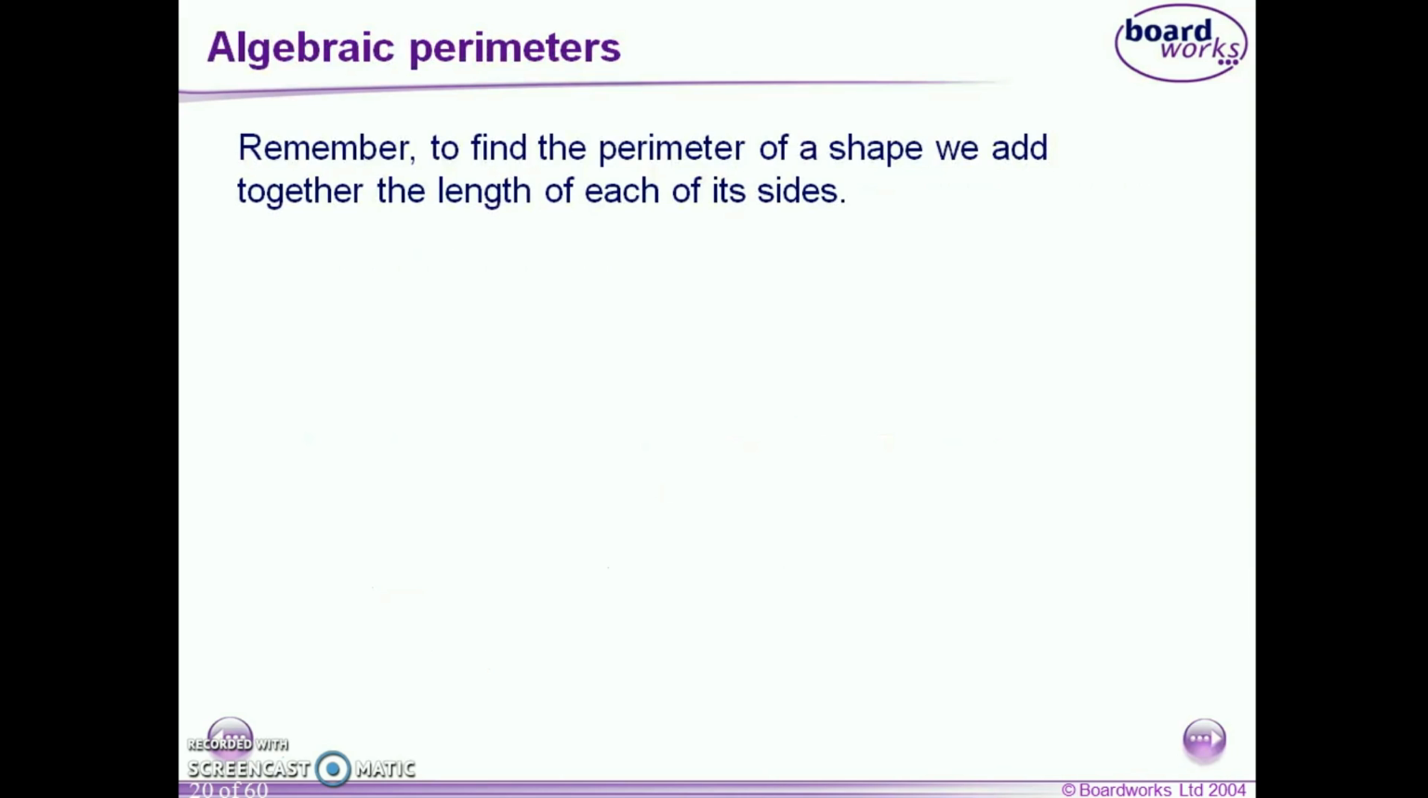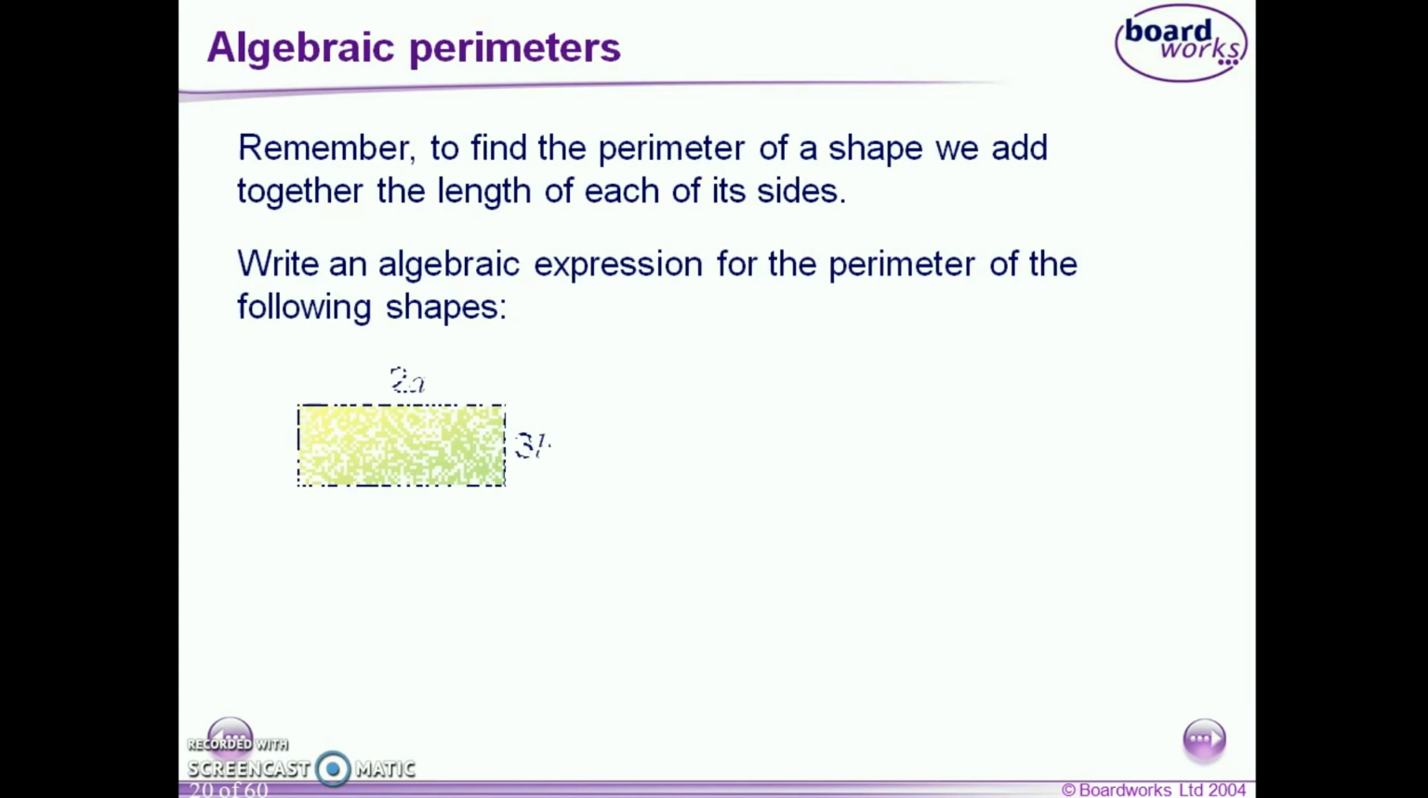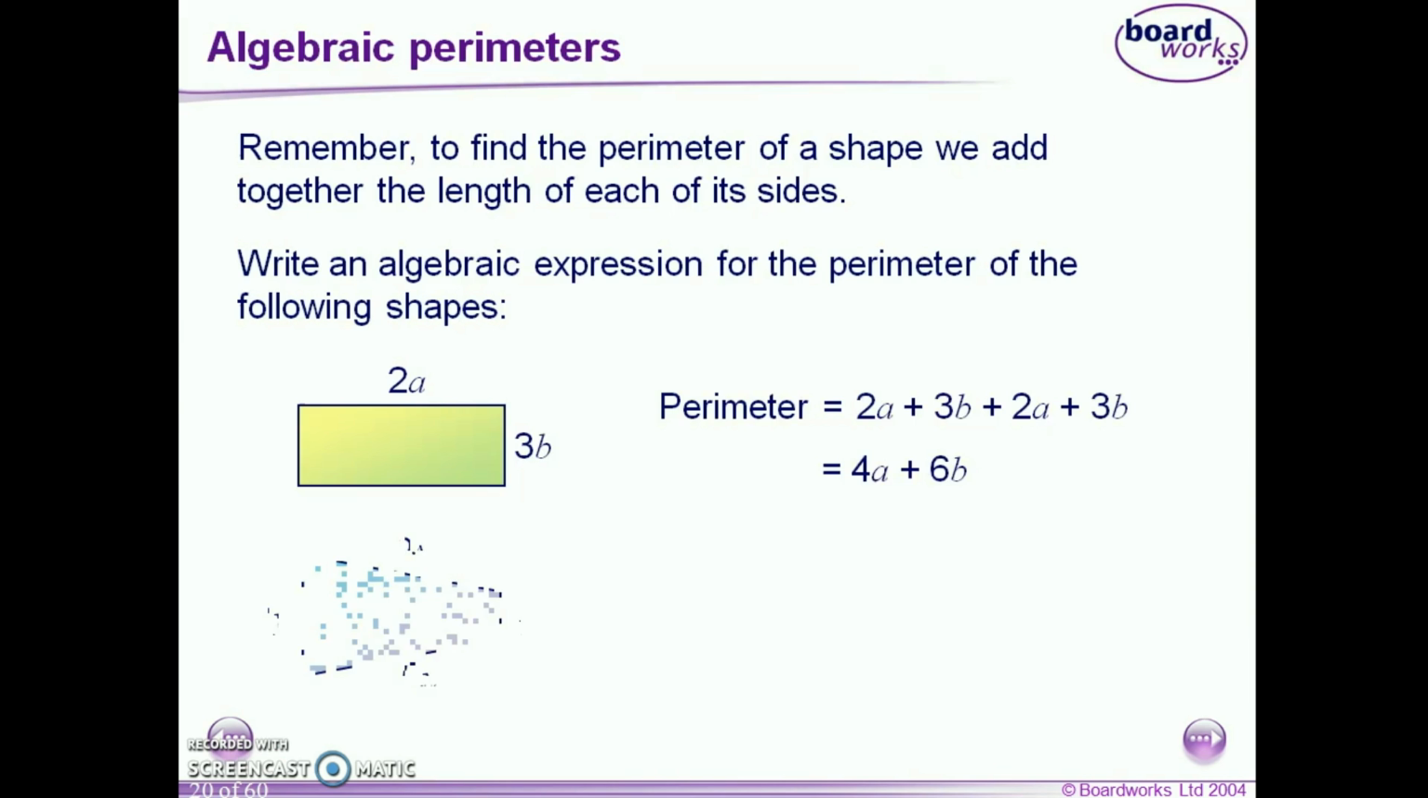Now we go to the problem on algebraic perimeters. Remember, to find the perimeter of a shape, we add together the length of each of its sides. Write an algebraic expression for the perimeter of the following shape. By seeing this figure, we know that the width is 2a and the height is 3b. So, the perimeter of this shape should be 2a plus 3b plus 2a plus 3b, which is equal to 4a plus 6b.